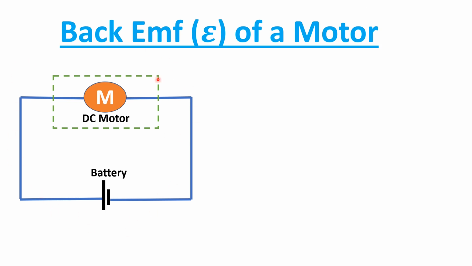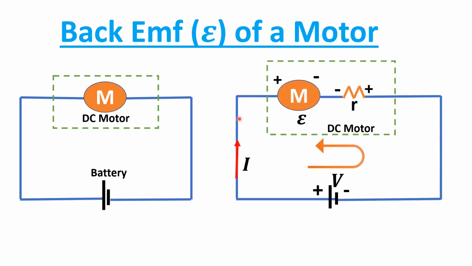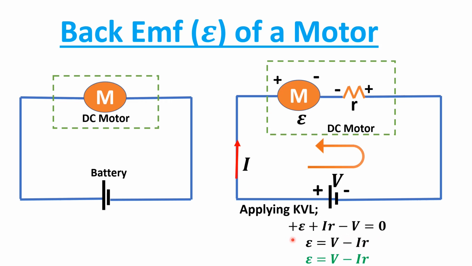So if this is a setup where a motor is connected across a battery, then we can obtain this setup when we bring in the physics of the motor into play. Remember that a motor has a back EMF epsilon and an internal resistance R. By using Kirchhoff's voltage law, we can determine the analytical expression for epsilon. Notice that the voltage across the battery is V and the current it supplies is I. From Kirchhoff's voltage law, positive epsilon plus IR minus V equals 0, and we obtain epsilon equals V minus IR.